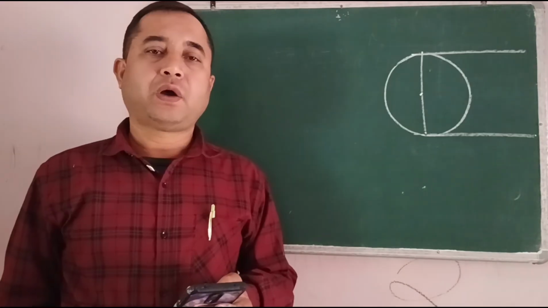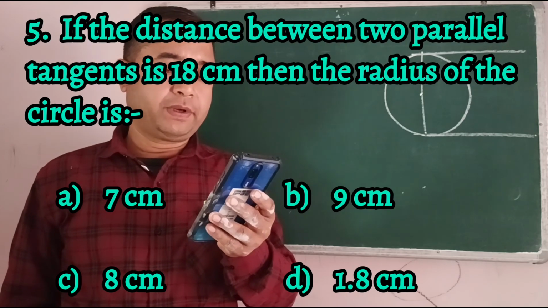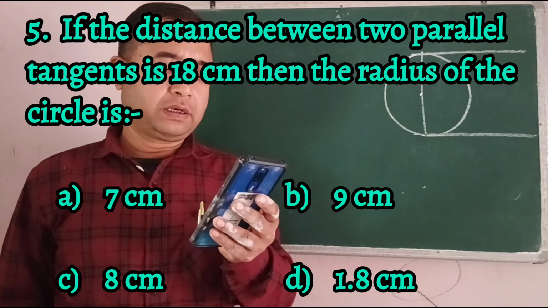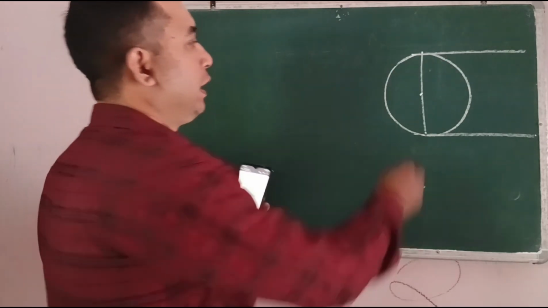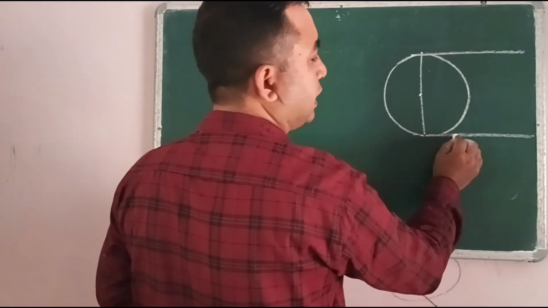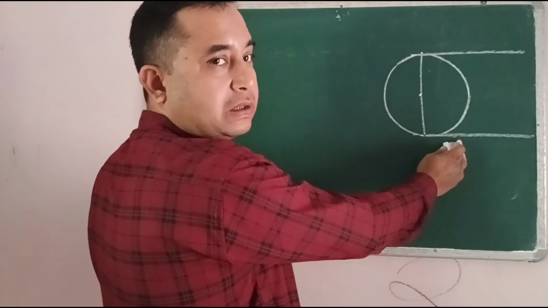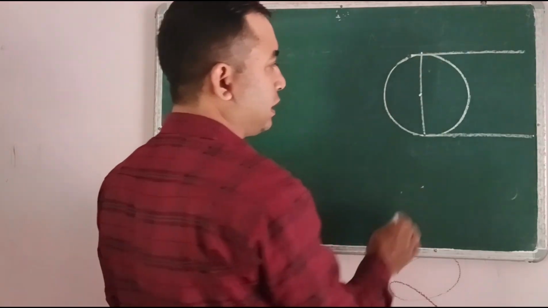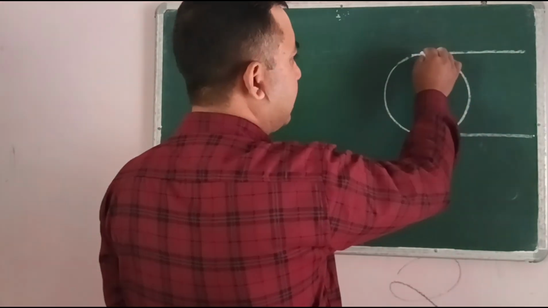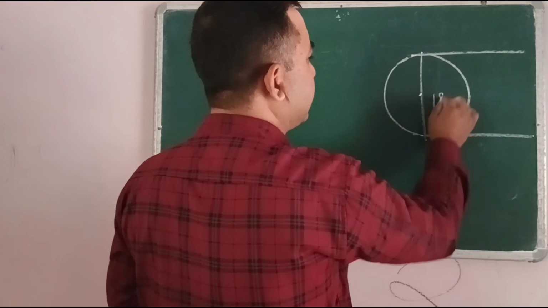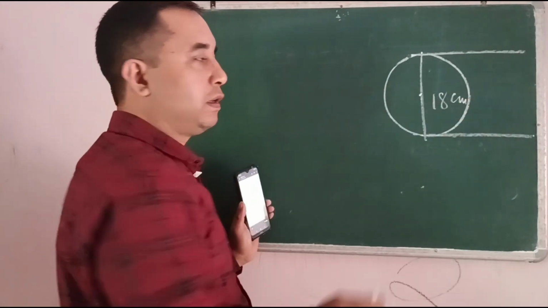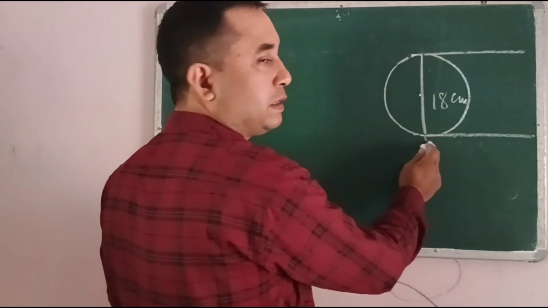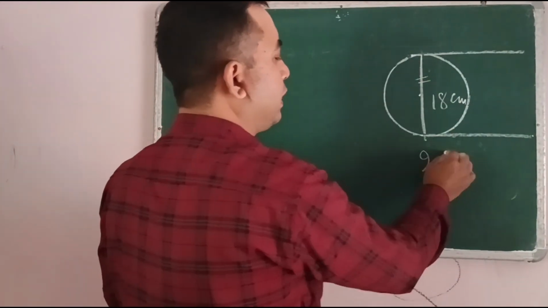Okay. Now let us come to question number 5. If the distance between two parallel tangents is 18 centimeter, then what is the radius of the circle? They are two tangents, parallel tangents. We can draw only two parallel tangents to a circle. The distance between them is 18 centimeter, and this distance is nothing but the diameter. If the diameter is 18 centimeter, then the radius must be 9 centimeter.